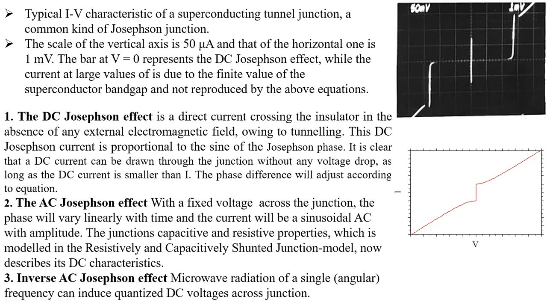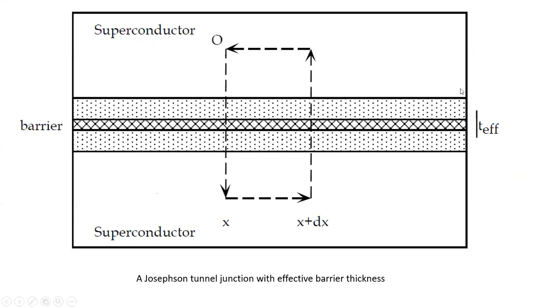If you are sending radiation with a single frequency, or if single electrons are moving from one region to another region, it can be induced with the quantized DC voltages across the junction. Because of that, how it has to happen, you see in an enlarged way.